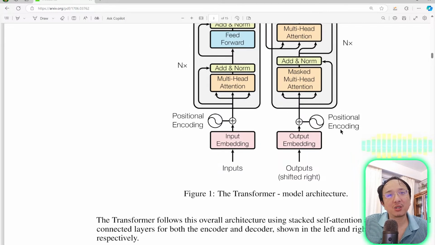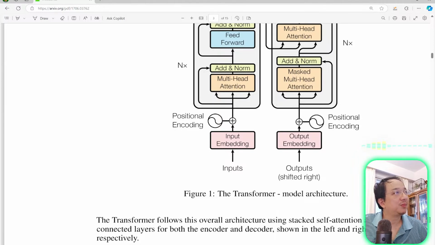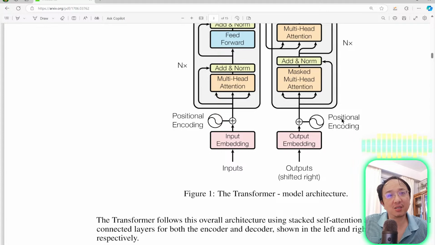embedding part. So it has a positional encoding and output embedding. There are generally several different ways to do the positional encoding. One way to do that is people use the learned encoding.